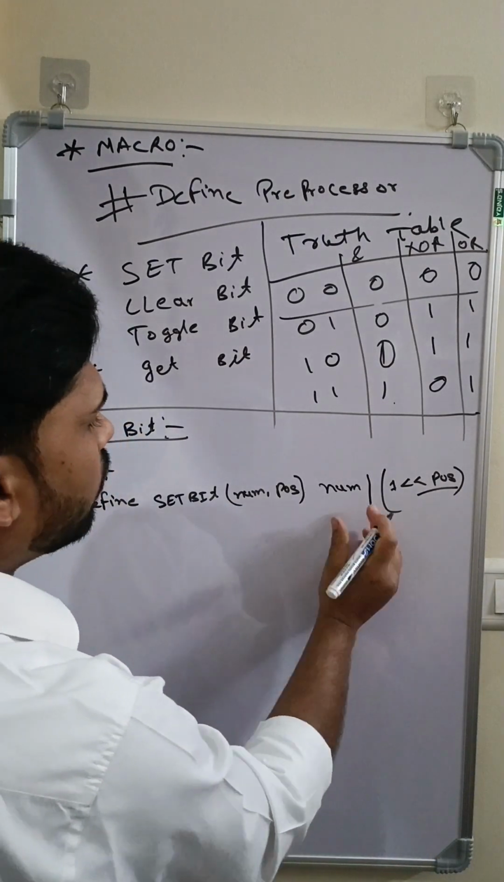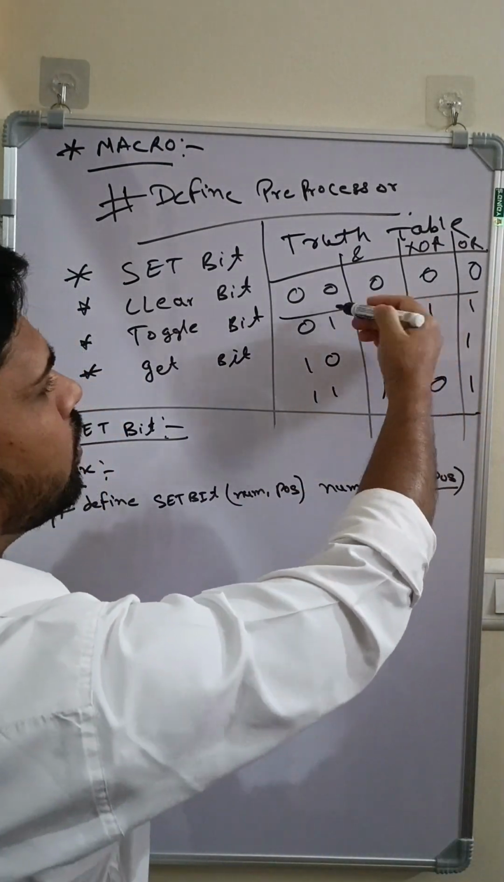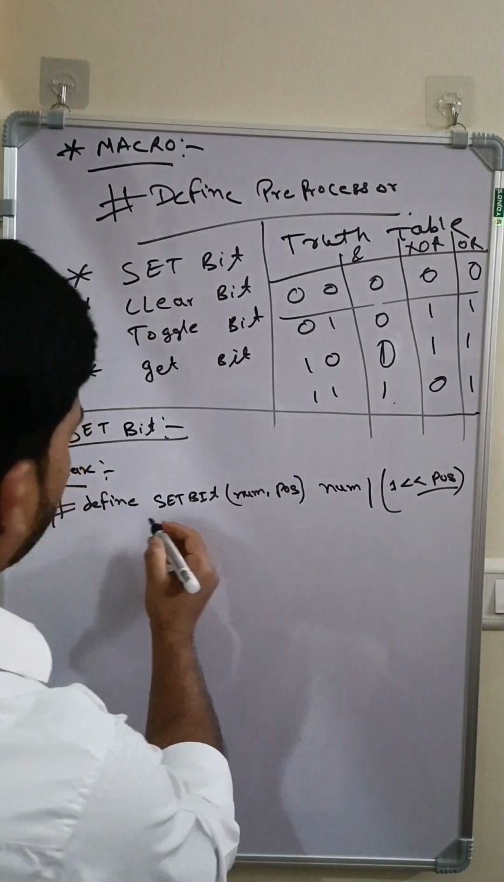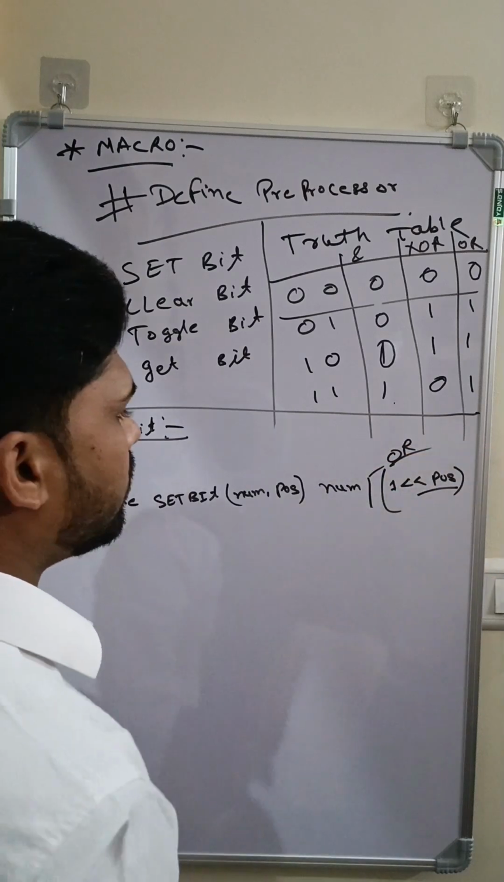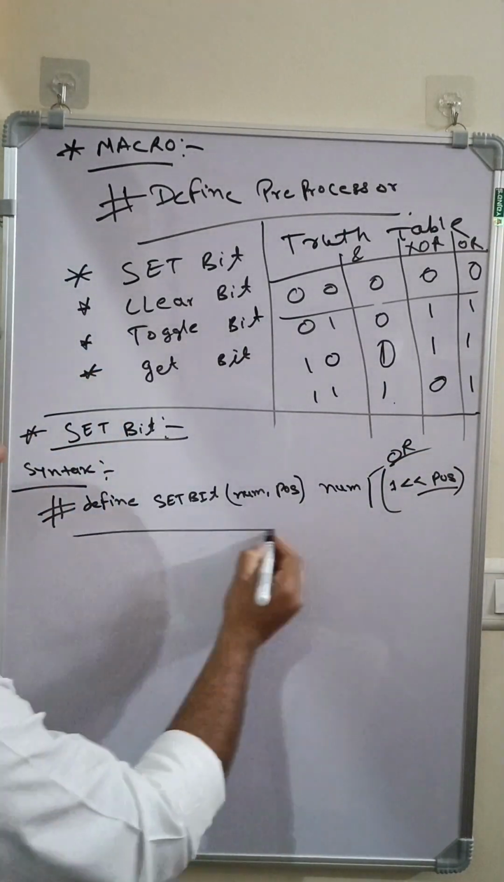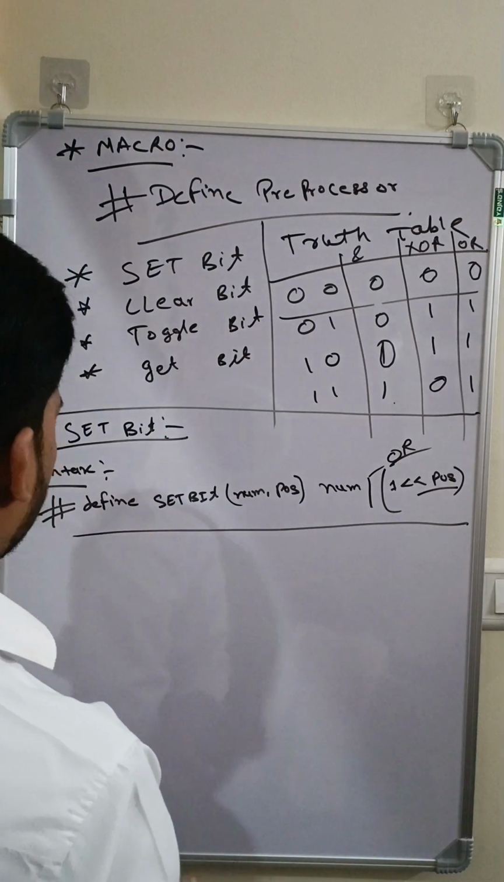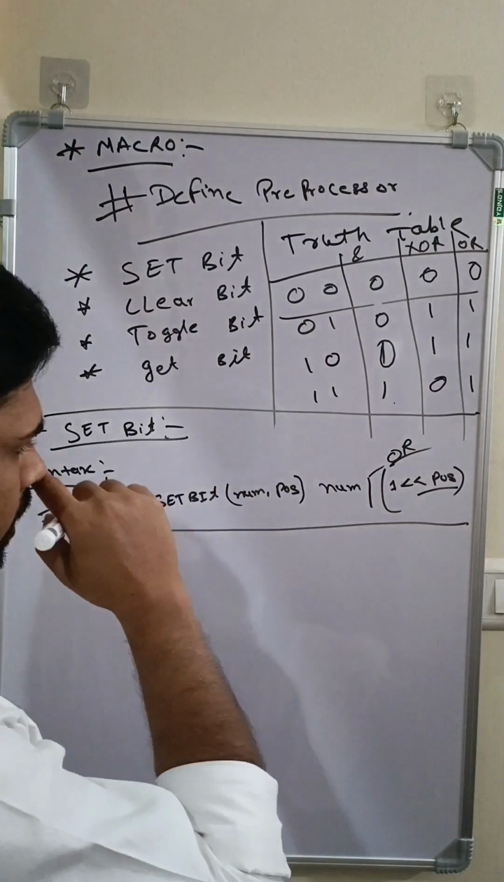And in set operation we are doing OR operation. Okay, so we know what the output will be if we do OR operation. So in set operation we will do OR operation. So this is the syntax of set bit. You have to remember this and keep it in mind. Okay, so if you want to execute a program related to it, let's see.